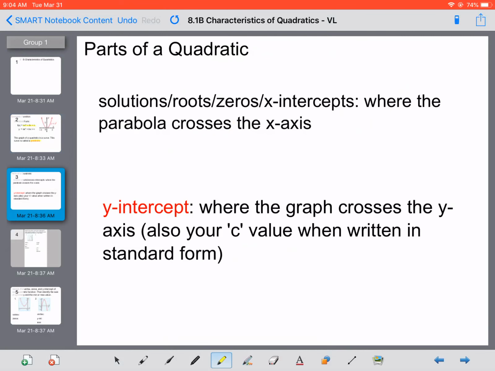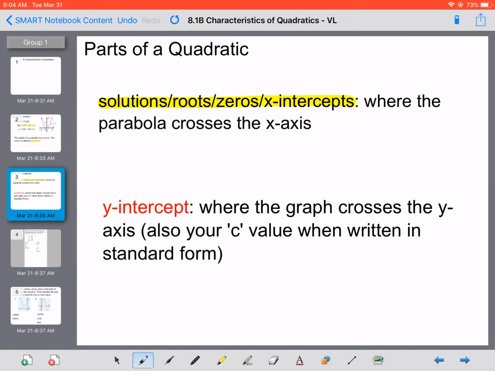So a couple more characteristics. We have, and this is not highlighted, solutions, roots, zeros, and x-intercepts. All four of those words all mean the exact same thing. And it is where it is crossing the x-axis. So we always write our answers as an ordered pair.